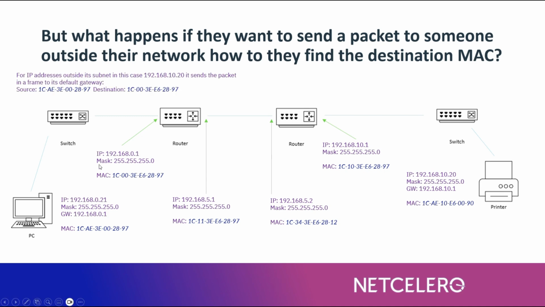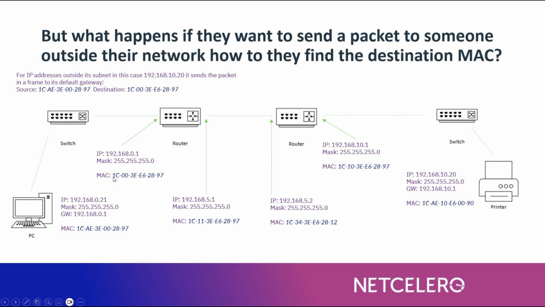So if this PC here wants to send to the printer over here, the PC is aware that its IP address is 10.20 and it's aware that that 10.20 lies outside of its subnet. So what it knows is that it can't send it locally, it has to send it to its default gateway, which is this interface here on its router. Because it's an IP address that lies outside of its subnet, it sends the packet in a frame to the default gateway. So the source MAC address for the frame is the PC's MAC address, and the destination MAC address is the MAC address for the default gateway.